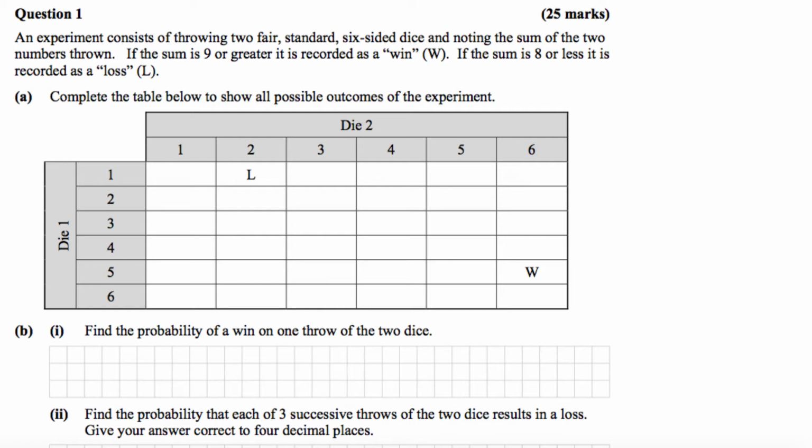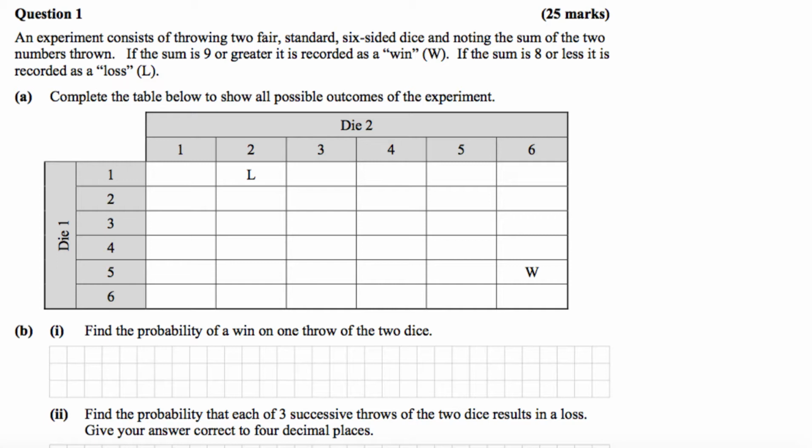So this is the 2015 Leaving Cert Higher Level Paper 2 and we're looking at question number 1. An experiment consists of throwing two fair standard six-sided dice and noting the sum of the two numbers thrown. If the sum is 9 or greater, it is recorded as a win. If the sum is 8 or less, it is recorded as a loss.